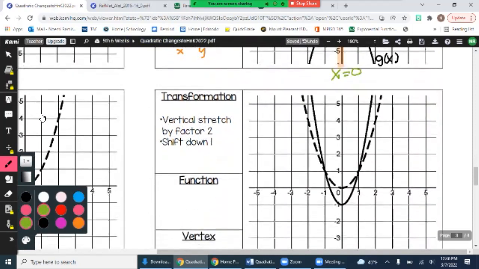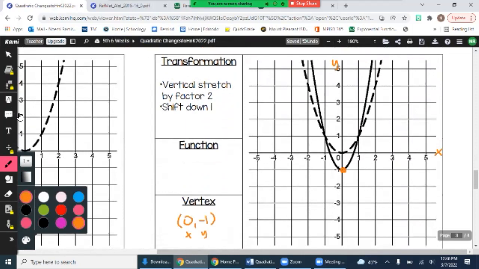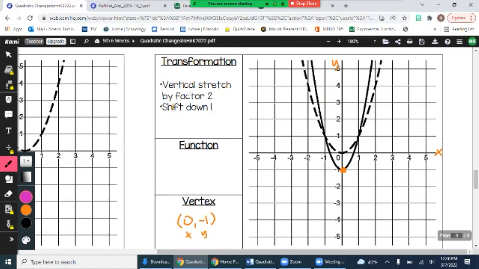Always check the vertex first. What is the vertex? 0, -1. Is 0, -1 on the y-axis? Yes or no? Yes, so we're going to still continue to use standard form, x, y. Now you can visibly see some changes. What is one of the changes that you can see just looking at the graph? It got skinnier from dotted to solid.